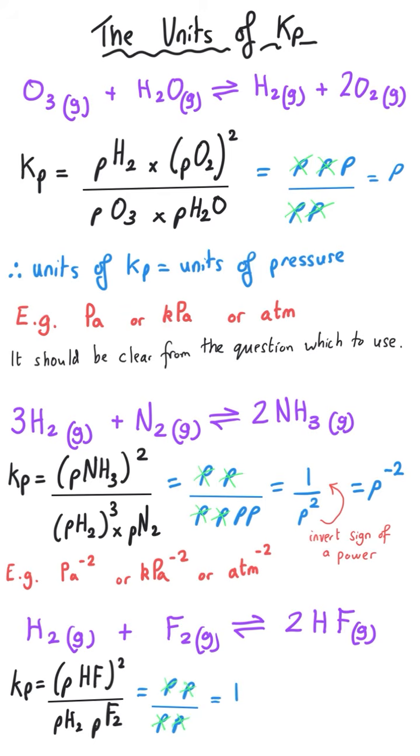And so we've got a situation here where in fact there are no units for the equilibrium constant of Kp, and that's something to remember because it will speed you along in a question that if you've got the same moles of gas on either side of the expression, there are no units for Kp.